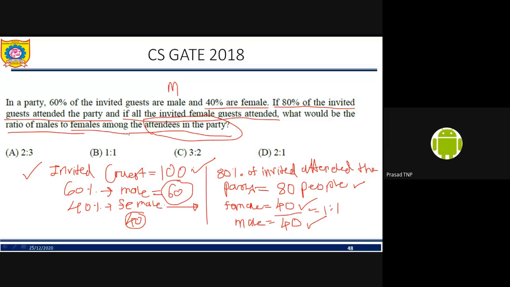So out of total 80 people, 40 female are attending. So remaining male are 40. 40 male and 40 female are present in the party. And this ratio is asked. What would be the ratio of males to females among the attendees in the party? So it is 1:1.